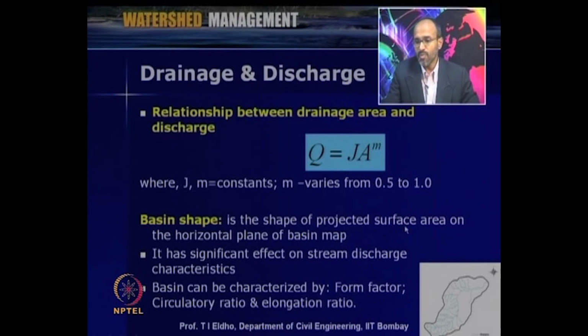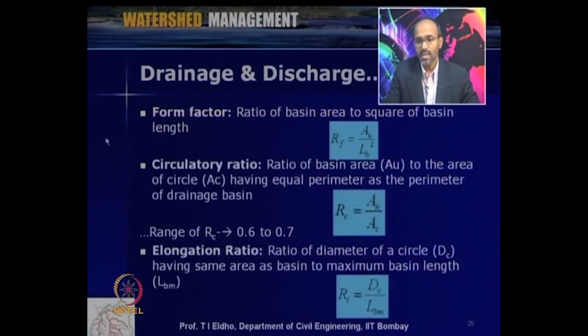And then basin shape is the shape of the projected surface area of the basin on the horizontal plane. It has a significant effect on stream discharge characteristics, and a basin can be characterized by some important factors like the form factor, circulatory ratio and the elongation ratio. This definition we have already seen earlier, but within the context of basin shape let us have a look again. The form factor is the ratio of basin area to the square of basin length, and the circulatory ratio is the ratio of basin area to the area of a circle having equal perimeter as the perimeter of the drainage basin, Au by Ac.